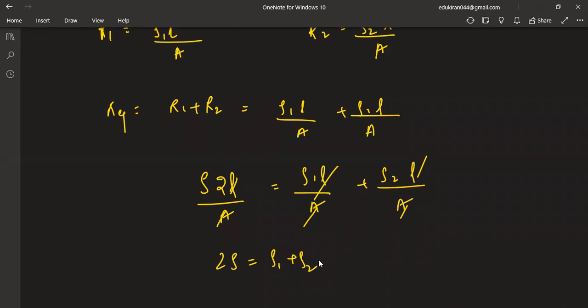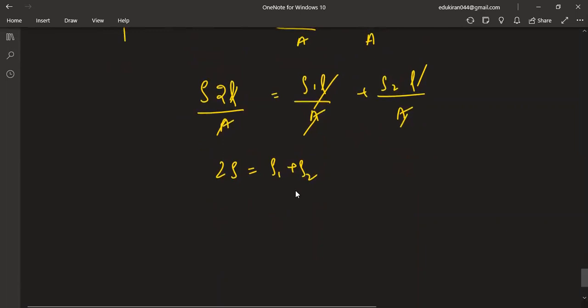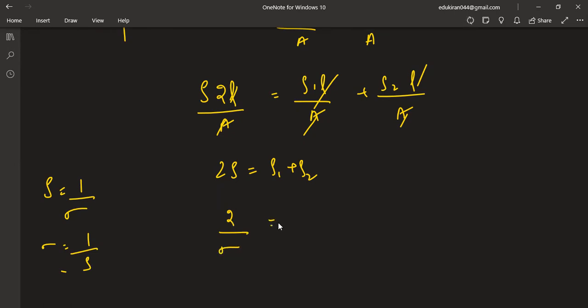But do we need rho? This is resistivity. What do we need? Conductivities. And yesterday we have discussed this. Sigma is equal to 1 by rho, and 1 by rho is equal to sigma. So what can we write? We can write this as 2 by sigma equal to 1 by sigma 1 plus 1 by sigma 2. So that makes it sigma 1 plus sigma 2 by sigma 1 into sigma 2.